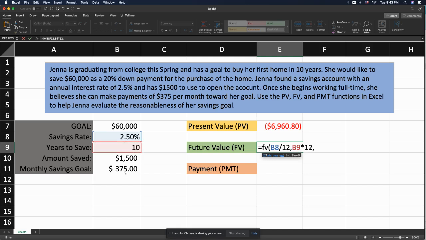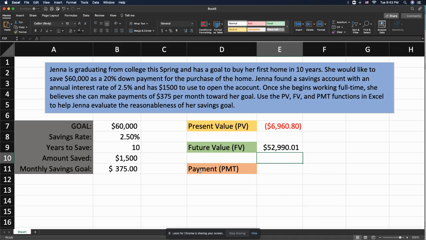Comma, the payment she's planning on taking out of her wallet, $375 each month to put into the account. Comma, and then here, again, we have those brackets. We do have a present value available, so we will put it in, that money is coming out of her wallet, that $1,500, and we'll ignore type. Close the parentheses and hit enter. So this tells us that if she starts with $1,500 and saves $375 a month for 10 years at 2.5% interest, she won't quite make it to her savings goal of $60,000.